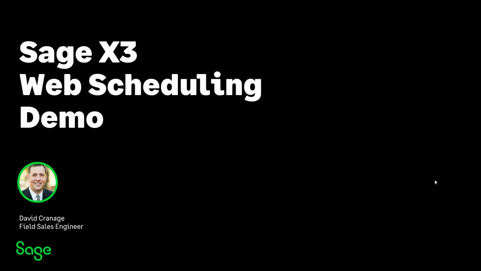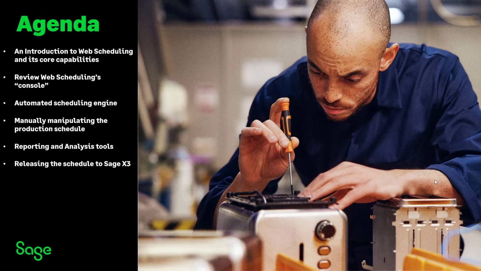Today's demo will specifically focus on the capabilities of Sage X3's dynamic finite capacity-based scheduling engine, web scheduling. During the demo, we will cover an introduction to web scheduling and its core capabilities, how to use the scheduling console to visualize the schedule, how to use the automated scheduling engine to generate a production schedule, how to manually manipulate that production schedule. We'll review available reports and analysis tools, and finally, how to release the production schedule back to X3. That's a full agenda, so let's get started.